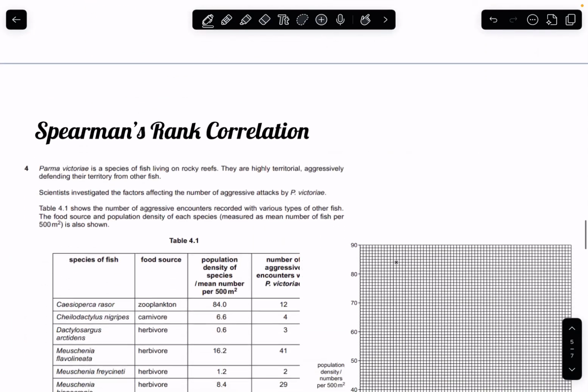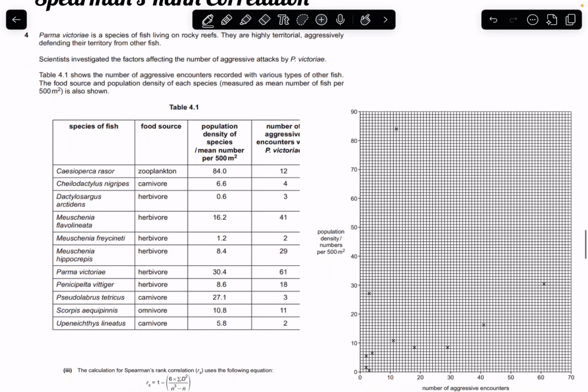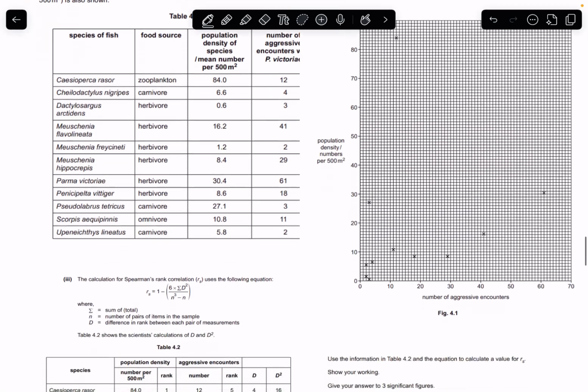The last one we're going to look at is Spearman's rank correlation. Spearman's rank correlation ranks your data based on the number you have. So looking at this question, we have a small reading that comes before our table that describes what the table and the experiment was about. You're going to use that typically on the questions that come after your Spearman's rank correlation. So make sure you read everything on your AICE exam.